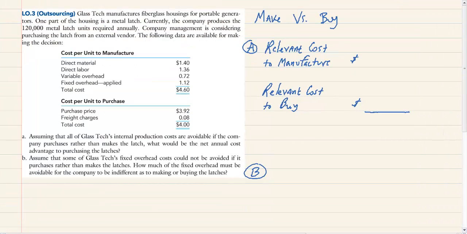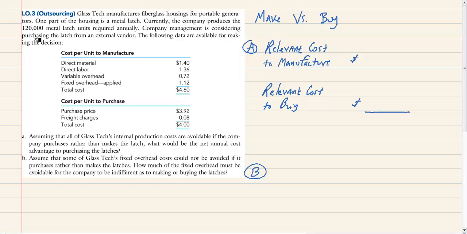Now we're going to take a look at a make versus buy decision. We are a manufacturing company, and one of the pieces that we require in our final product, we could either make it in-house or we could buy it from somewhere else. And really we're just trying to figure out what's going to be the cheapest way to do it and still get the same quality piece to use in our final product. So we're looking for relevant cost to manufacture and the relevant cost to buy it from somewhere else.